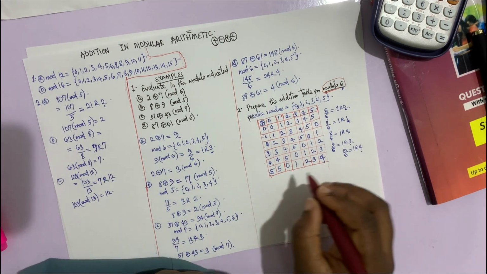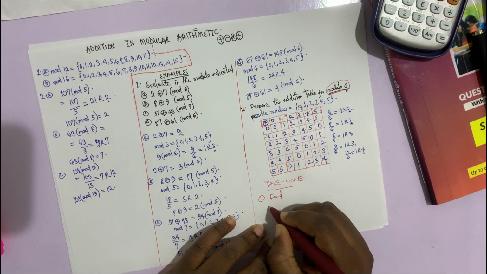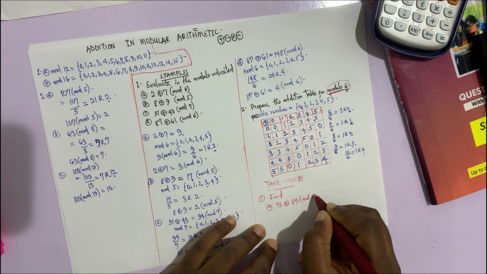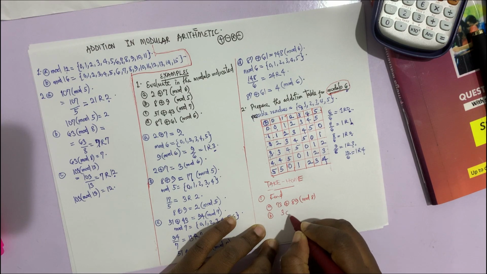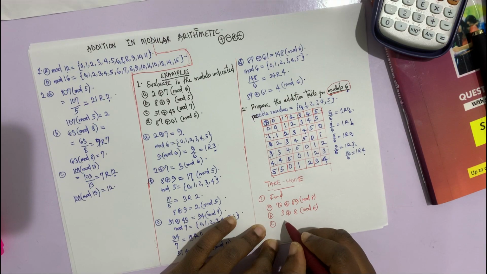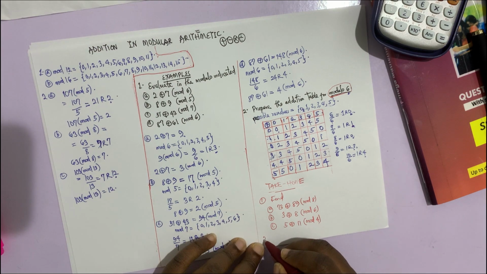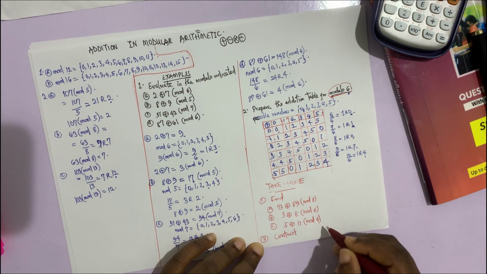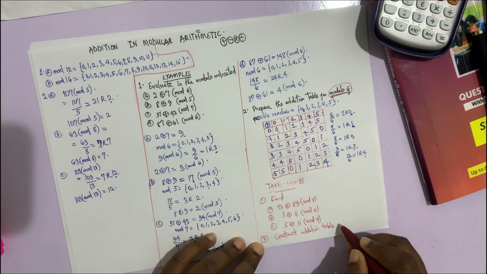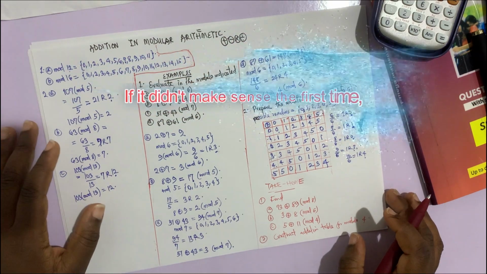Let's take the take-home for today's class. Question 1. Find: A, 73 plus 89 in mod 8. B, 3 plus 8 in mod 6. C, 5 plus 11 in mod 4. Question 2. Construct an addition table for modulo 4.